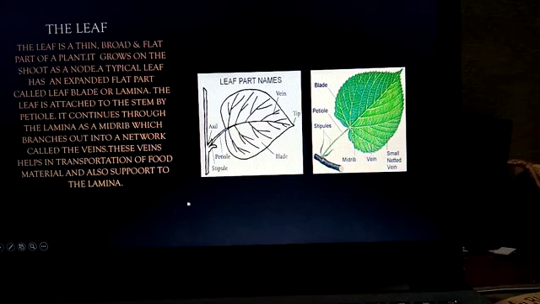The full green colored part is called a leaf blade and the end part is called a tip. Okay, this end part is a tip and these are the veins. So this part is called a petiole. Okay, children, so this is about the leaf.